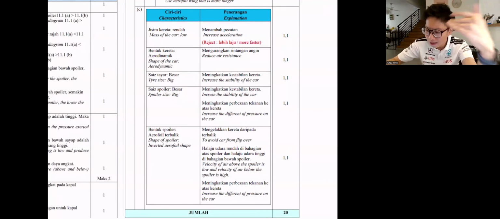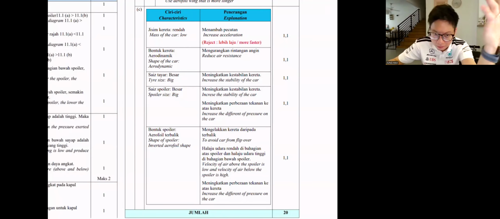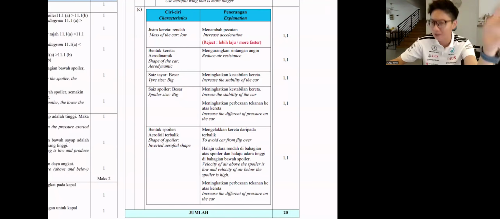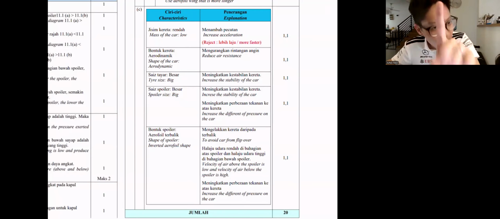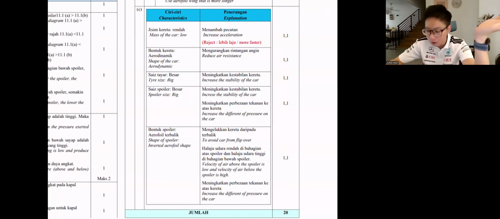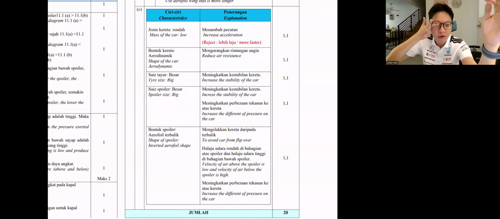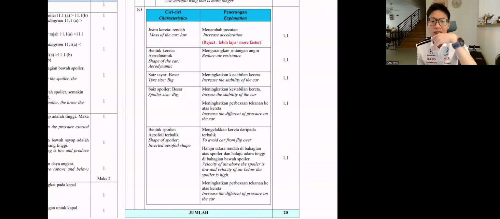What's the purpose of the tire? Why the tire must be bigger? So stability. Or you can say increase surface area also can. Larger spoiler, increase the difference in pressure. And then after that, you have aerofoil inverted. So therefore, you produce the pressure downwards.